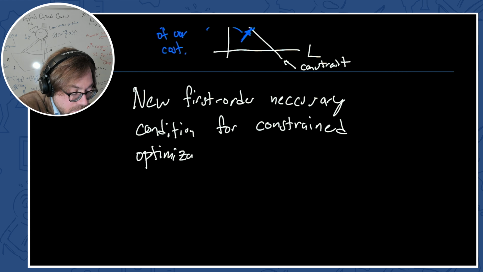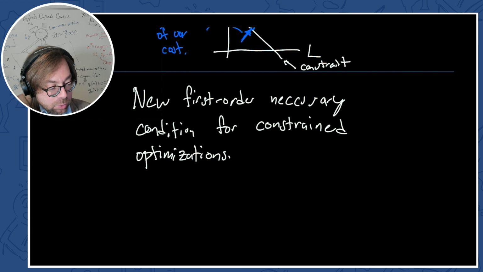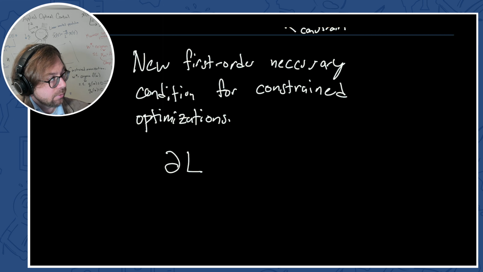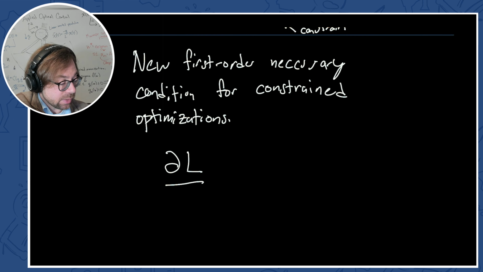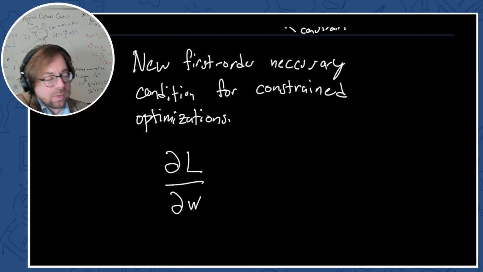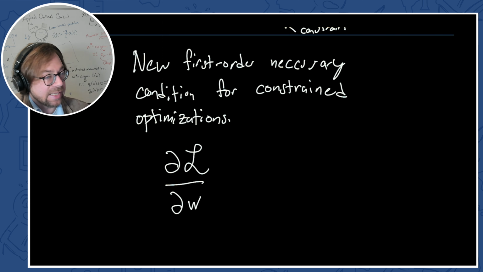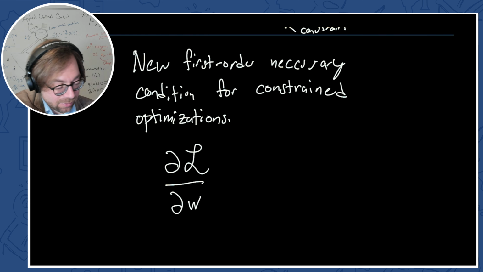We have a new first order necessary condition, okay, where we create a new condition where instead of partial f of w equals 0, we create a partial L of w equals 0. And I'll make L a fancy L, otherwise there'll be confusion with the length in the problem we just did. It's got to be fancy L, okay?